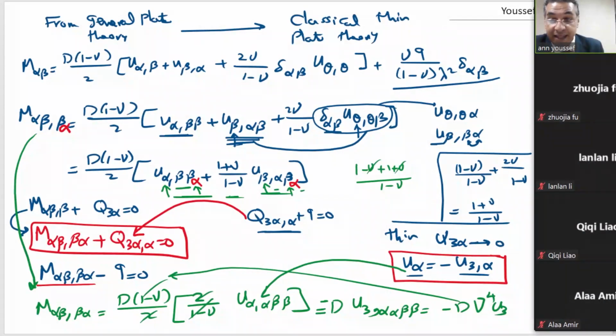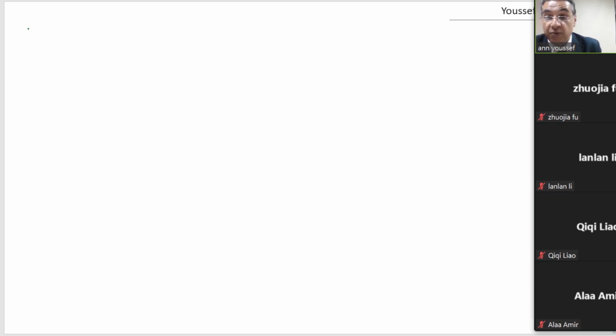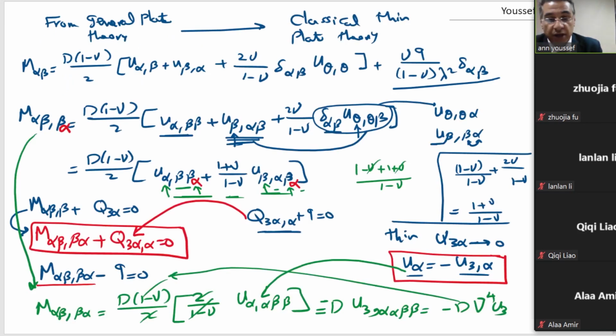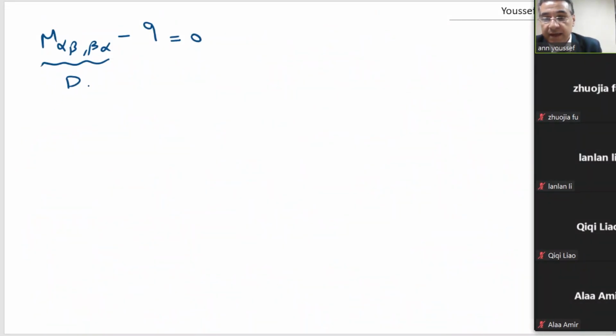Substitute this one here again, you will end up with a very nice equation. Let me write it in blue: m alpha beta comma beta alpha plus q, or minus q, it doesn't matter, depending on the direction that you will have. Minus q, for example, minus q equal to 0. You will substitute here, and this will end up as d times nabla 4 u3 equal to q, plus or minus, it doesn't matter.